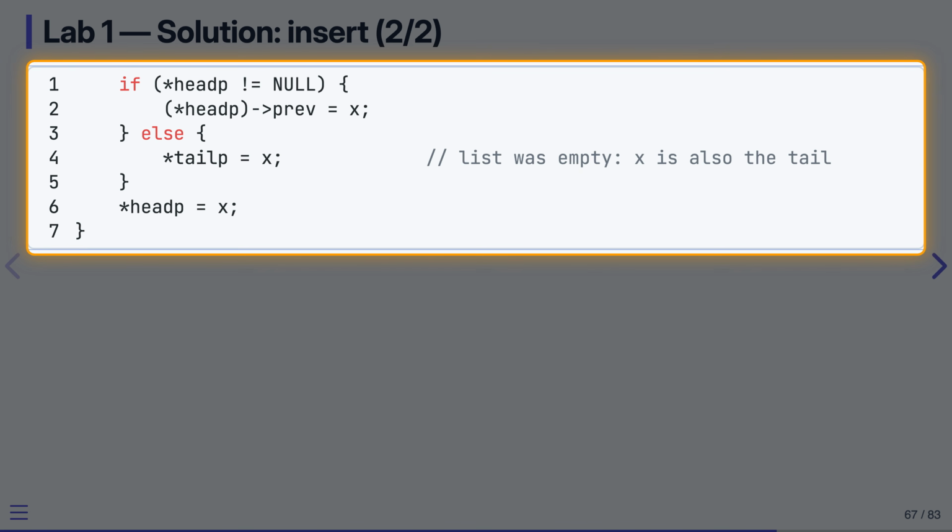Here is the second half of insert front. If head is not null, the list already had a first node, so we set that node's prev to X, else the list was empty, and then X is the tail as well, so we set tail to X. Last of all, we set head to X. Moving head is always the final write.